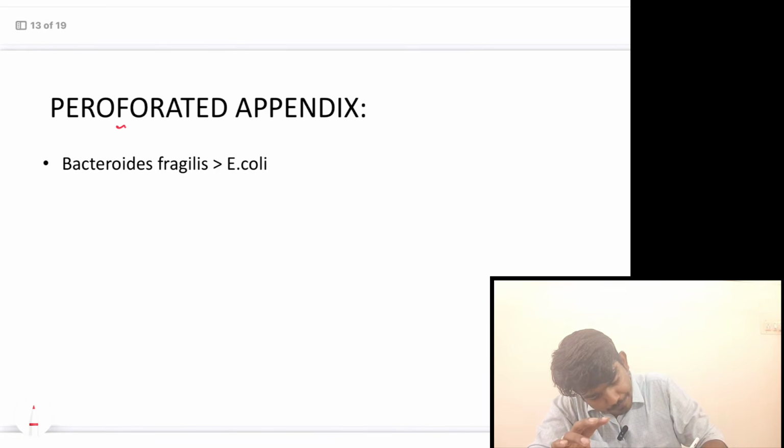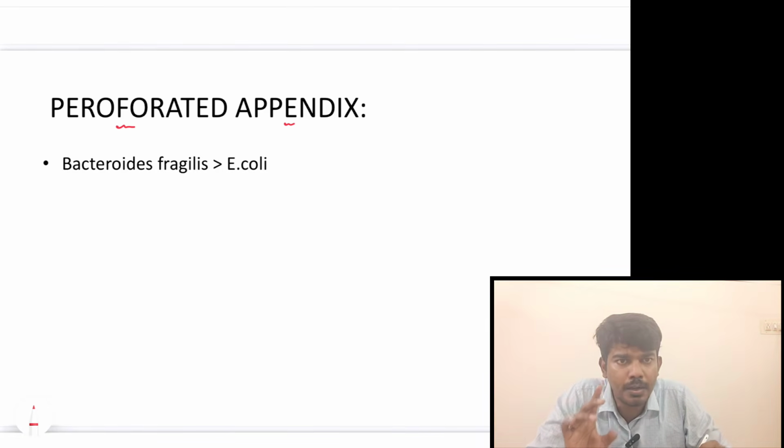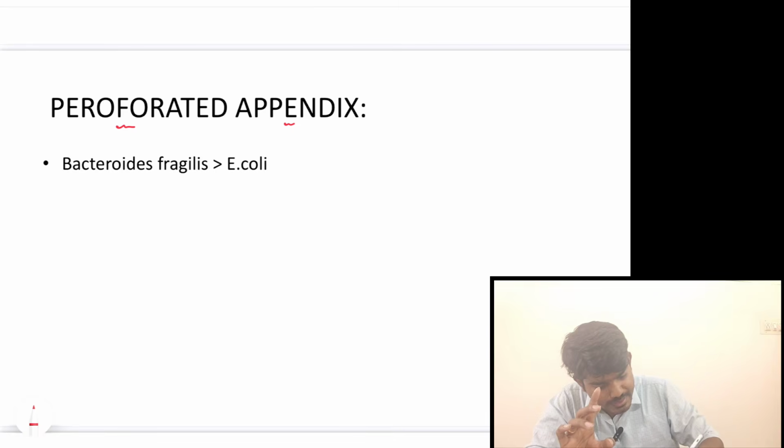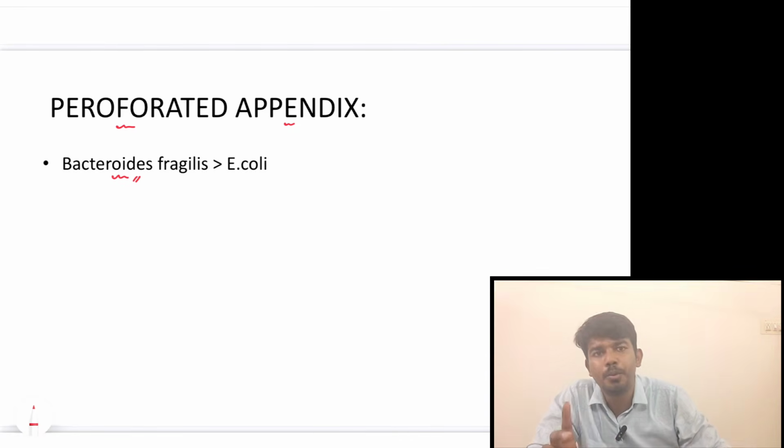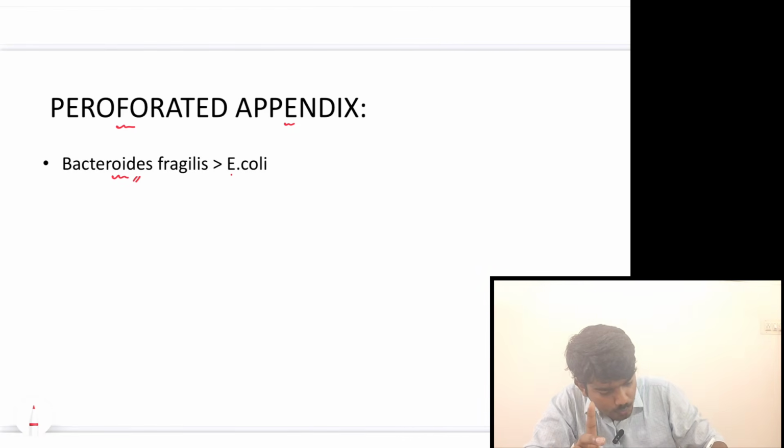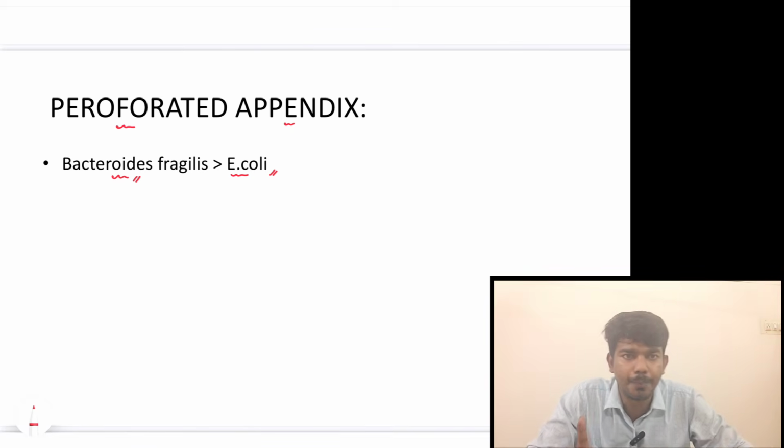Next is a perforated appendix. What is the most common cause for a perforated appendix? It is Bacteroides fragilis. Suppose it is not in the options, we are going to go for Escherichia coli. Escherichia coli is the second most common cause for a perforated appendix.